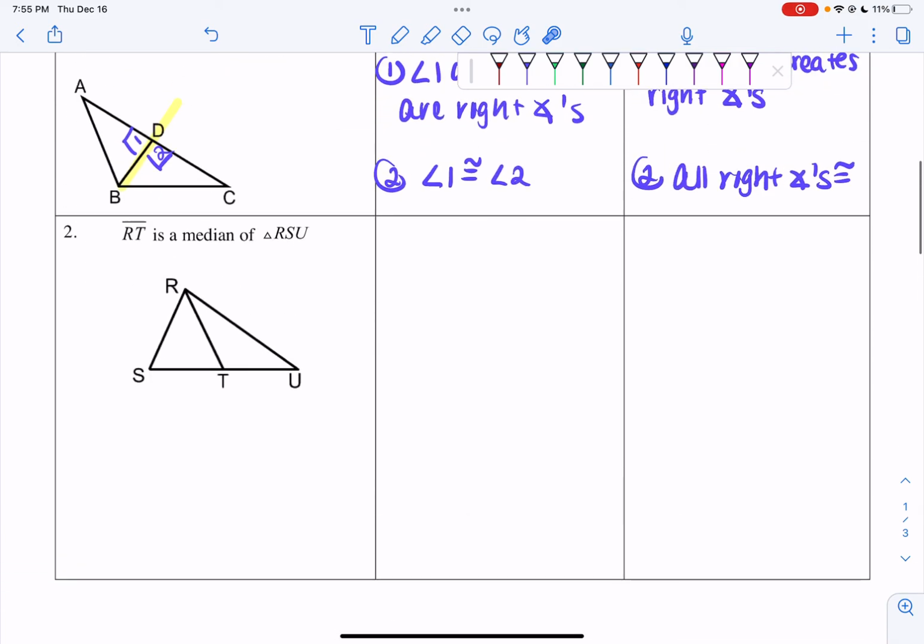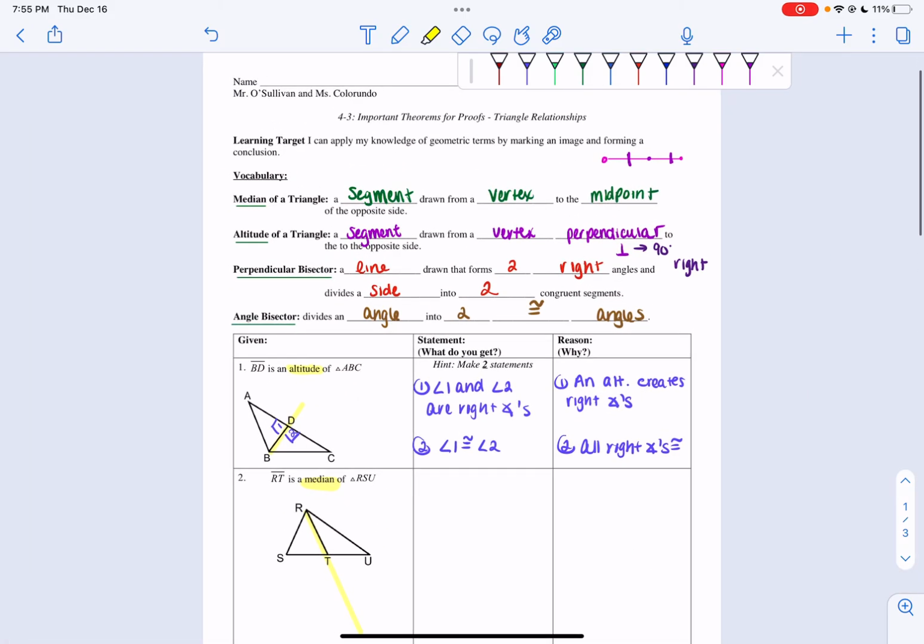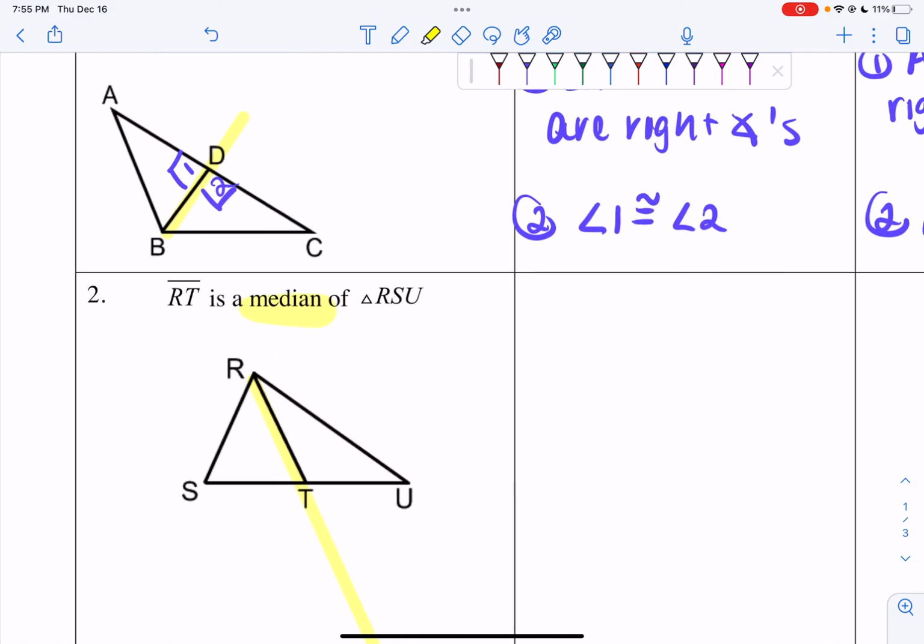Now, number 2, RT is a median of triangle RSU. So if I look at triangle RSU, it's my big triangle, right? And I'm saying RT is my median. Well, if you remember what we said about medians, a median is a segment drawn from a vertex to the midpoint of the opposite side. So what we're saying is that T is the midpoint of this line segment, okay?